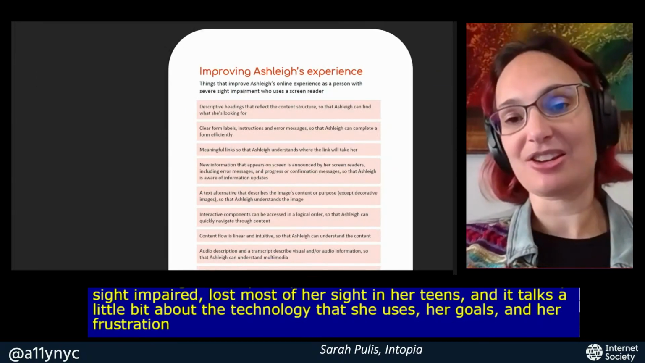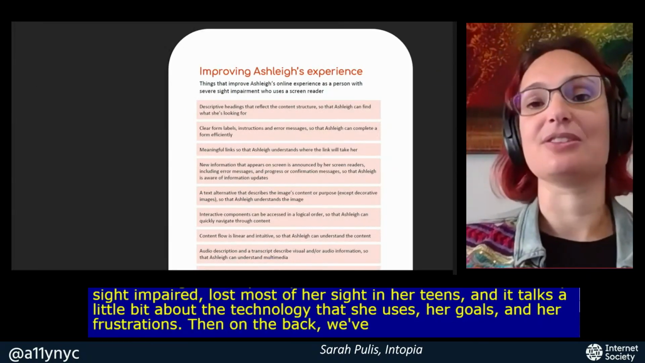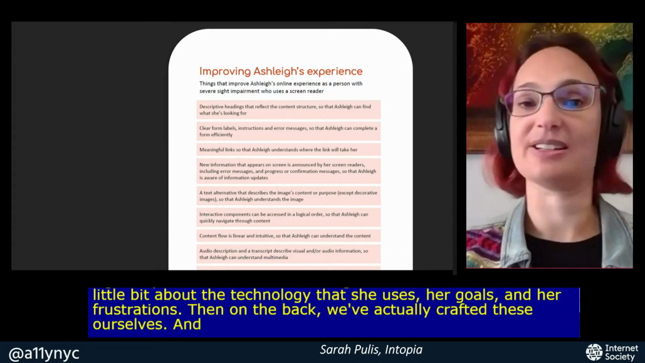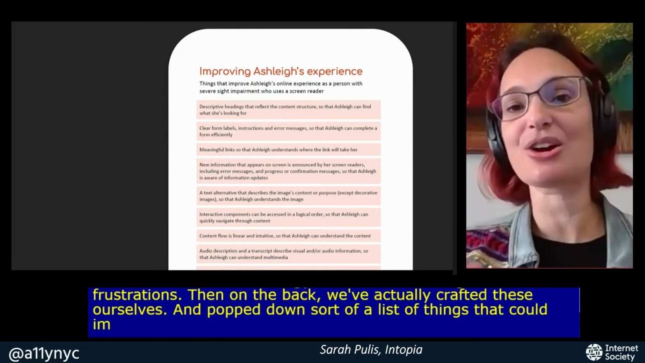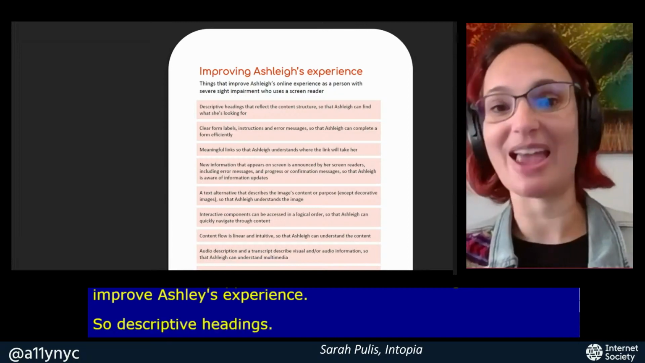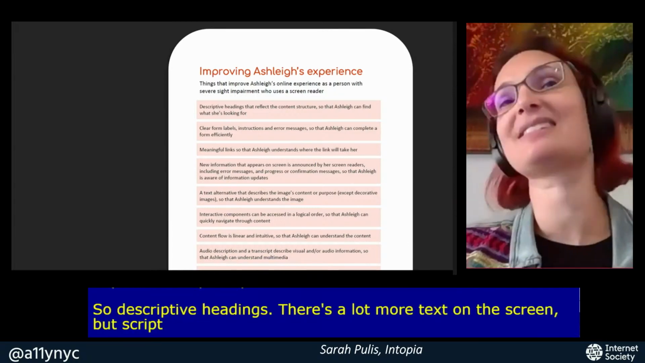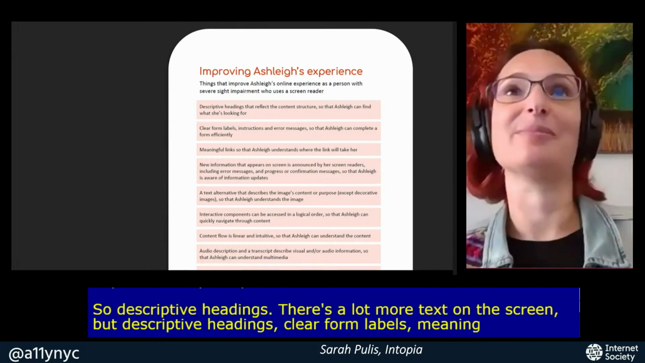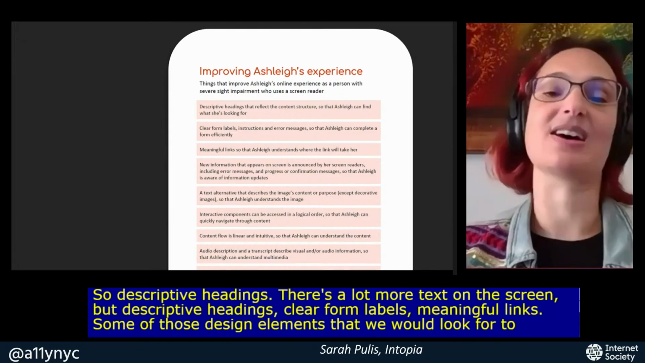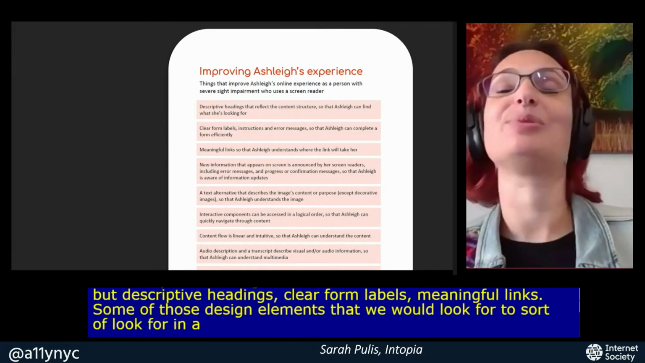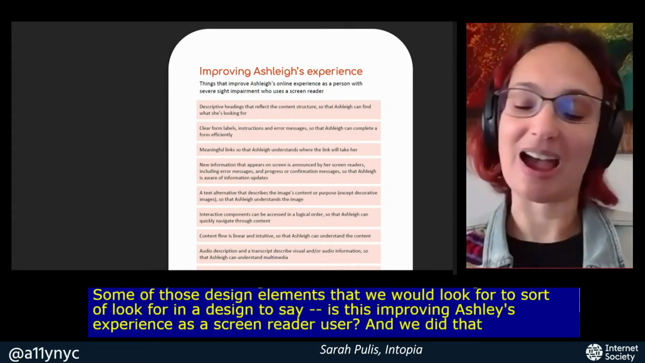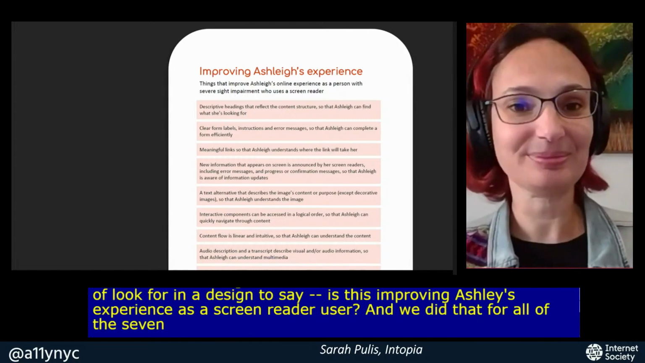Then on the back, we've crafted these ourselves and put down a list of things that could improve Ashley's experience. So descriptive headings, clear form labels, meaningful links, some of those design elements that we would look for in a design to say, is this improving Ashley's experience as a screen reader user? And we did that for all of the 7 gov.uk personas.